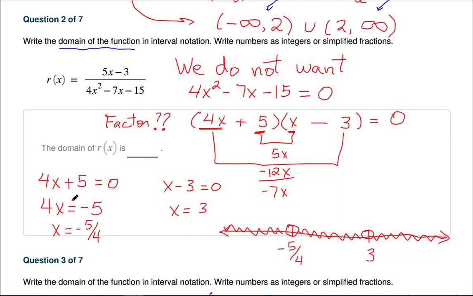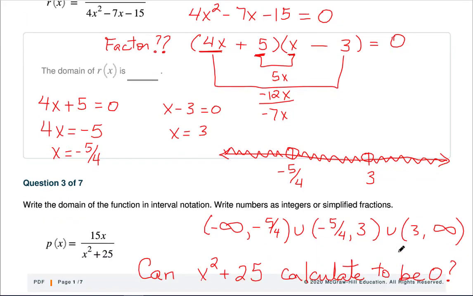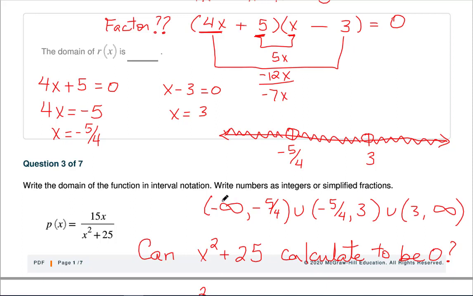So I set each piece equal to 0. x minus 3 is 0. I get 3. I come to my number line and I remove them. And so I've got two things removed. And so what I get is the left part, all the stuff in the middle, all the stuff on the right. And since I've got three separate pieces, I have to union them all together.